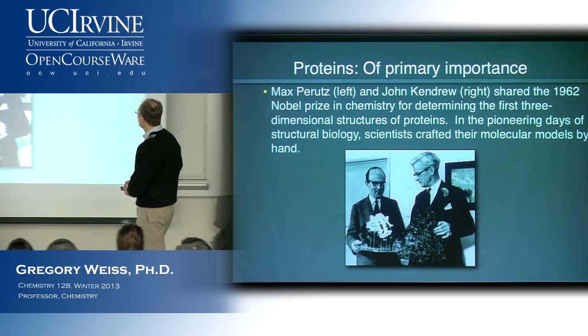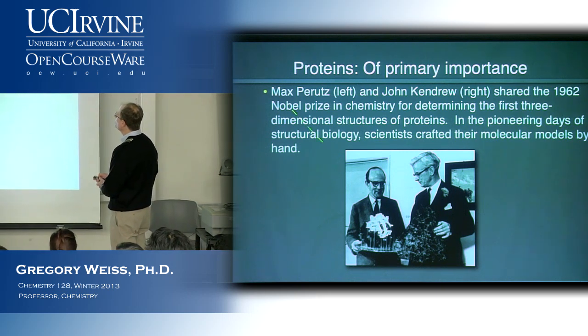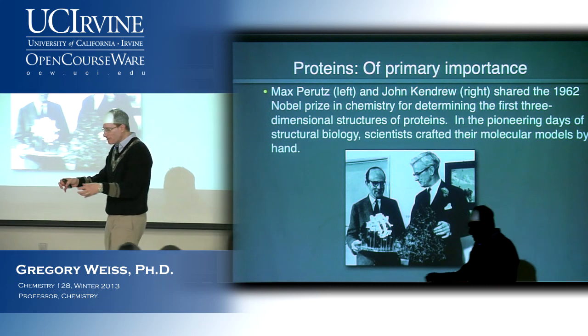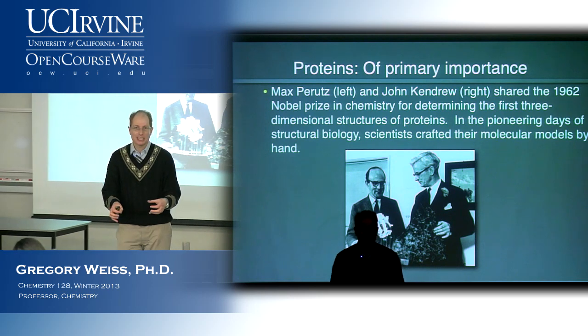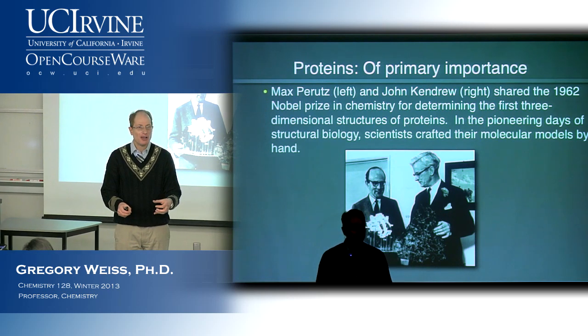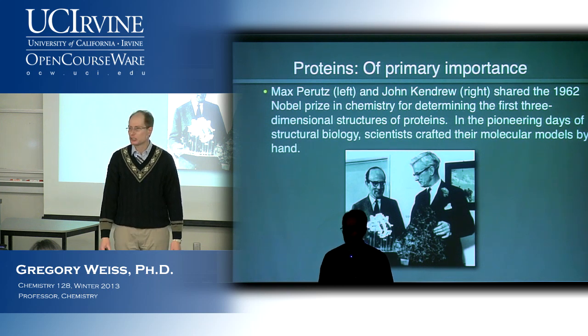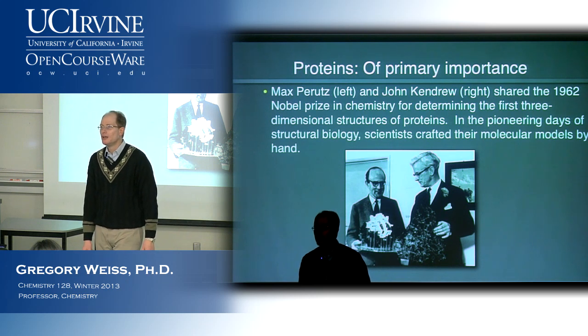But here's a great picture of Max Perutz on the left and John Kendrew on the right, who shared the Nobel Prize in 1962 for determining the first three-dimensional structures of proteins. Back in the early days of structural biology, they would build little wireframe models of proteins. This is before computational modeling was available. So there was tremendous craft involved in building protein structures, and almost a tactile feel as you'd have these things in your hands. We still have a little bit of that in structural biology. Nowadays, we use 3D printing, but it's the same idea.